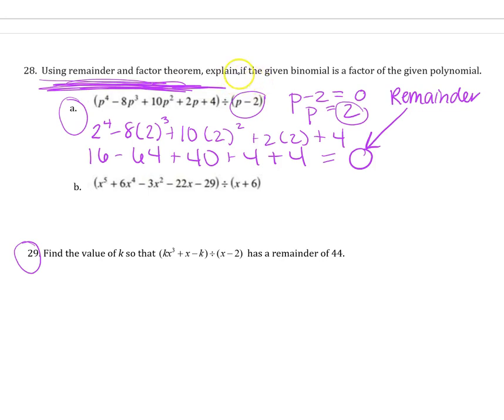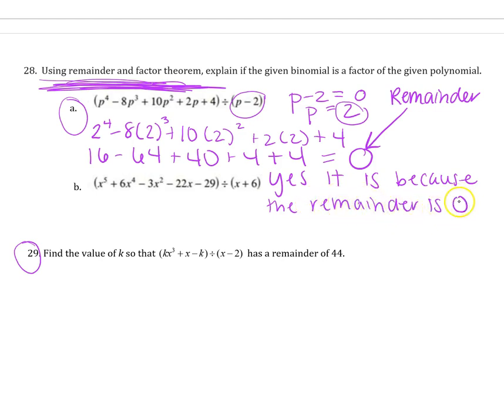And then it says, explain if it is. So you would say, yes, it is, because the remainder is 0 for p of 2, which means I'm just plugging in 2 everywhere I see a p. Okay, b would be the same thing, but recognize that this is x plus 6, so that means you're going to be plugging in negative 6 everywhere you see p. See if you get a remainder of 0. If you get something else, then it's not a factor.